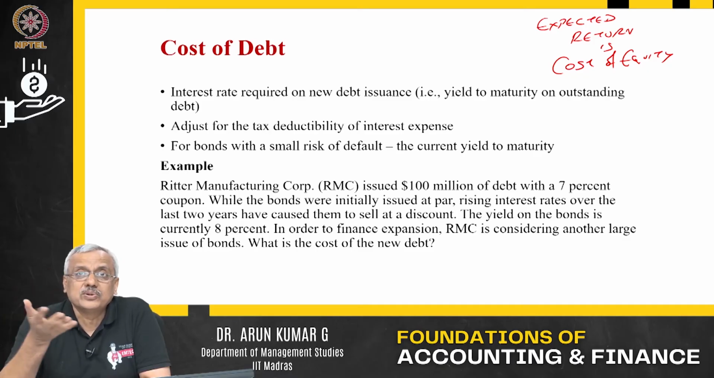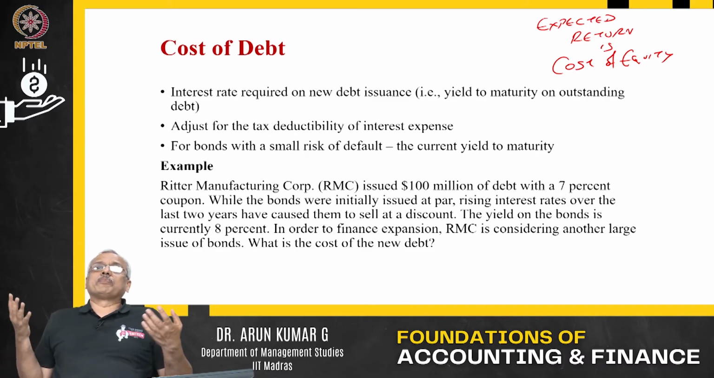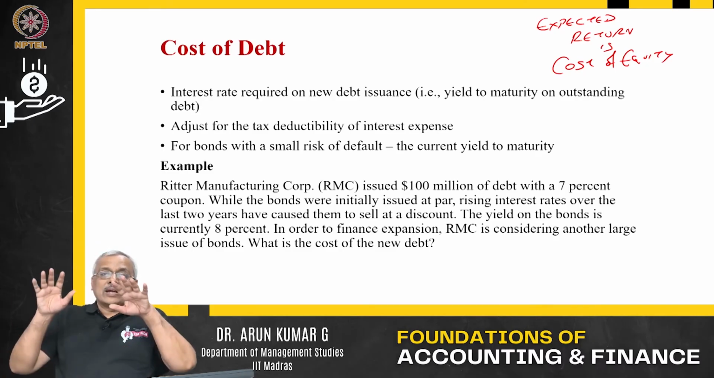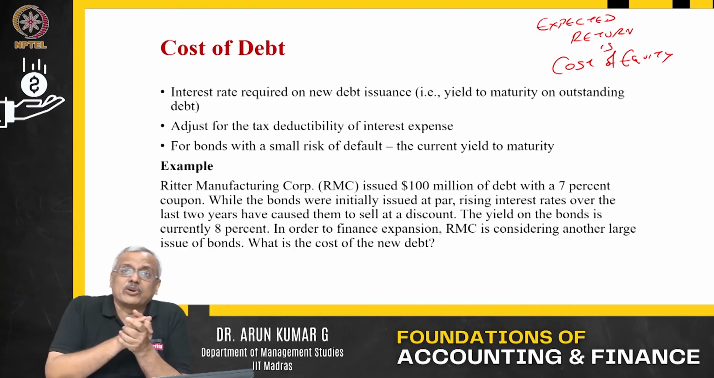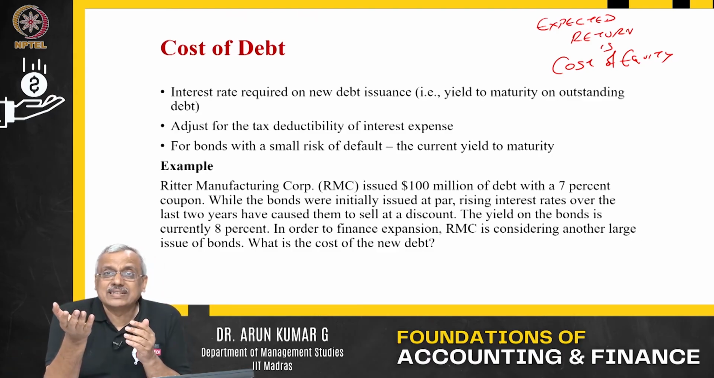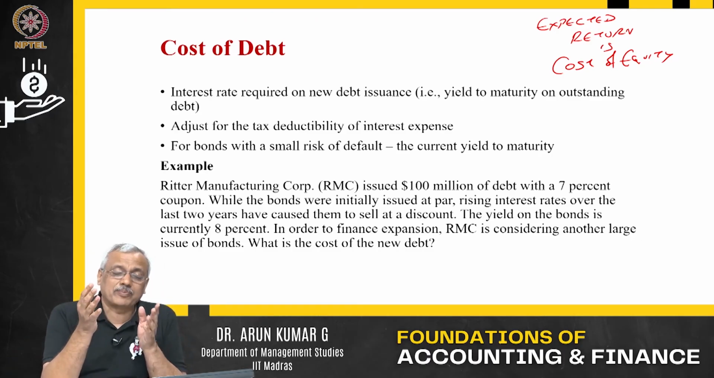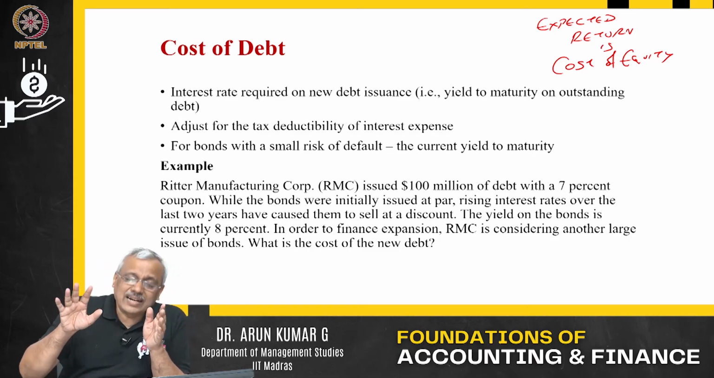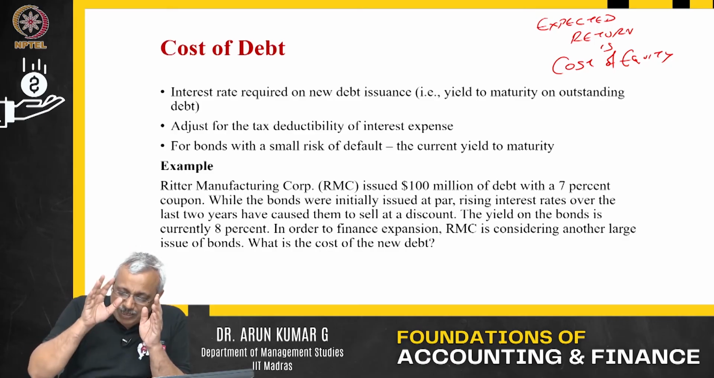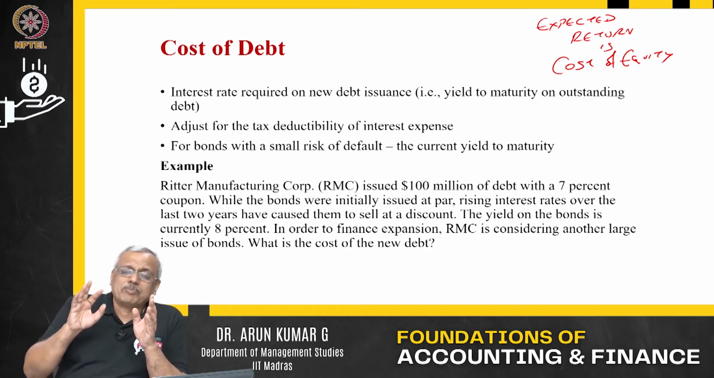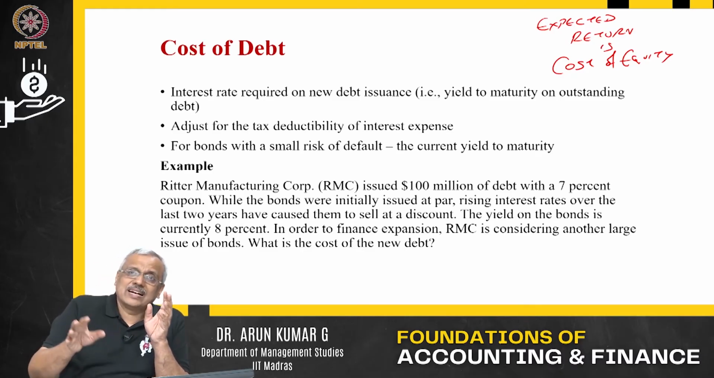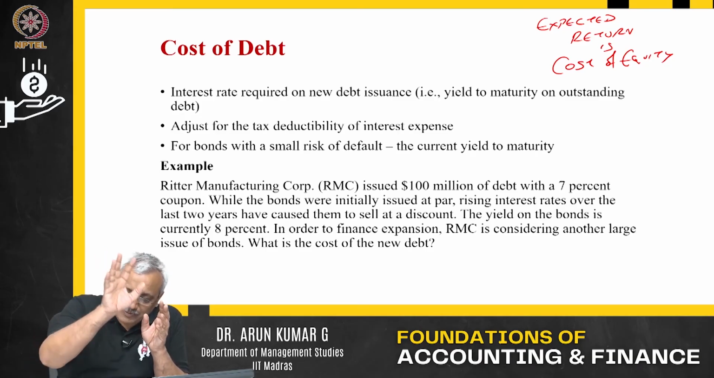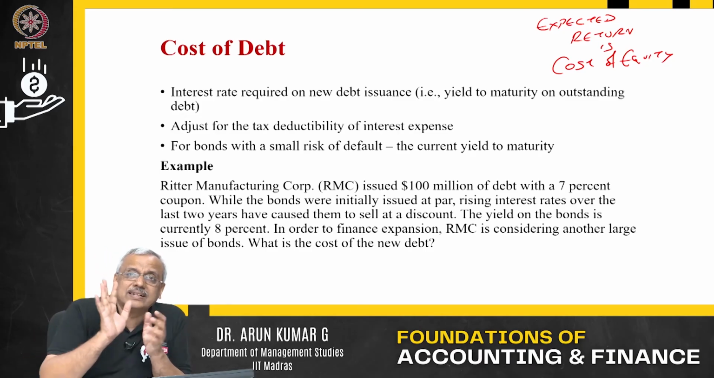Simple. The cost of the new debt is 8%, because what is the prevailing market rate? Given the risk profile of your company, the prevailing interest rate for an instrument which has a similar risk profile as your company is about 8%. That is what the yield indicates.